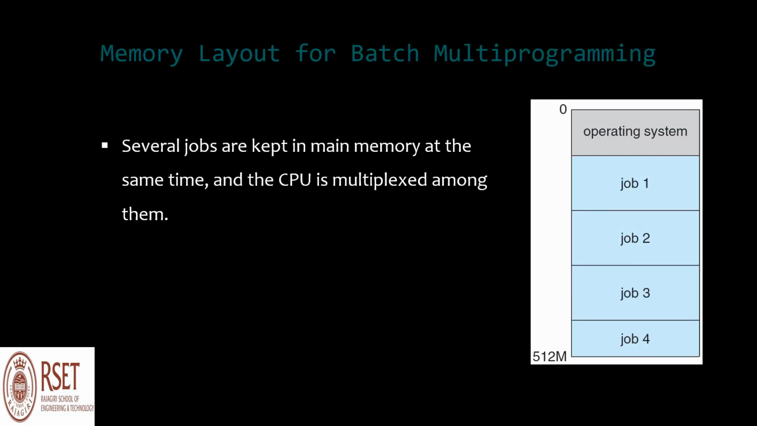Next, we'll see memory layout for batch multiprogramming. As the name suggests, here several jobs are kept in main memory at the same time, and the CPU is actually multiplexed among them. This you can see in the figure on the right hand side.